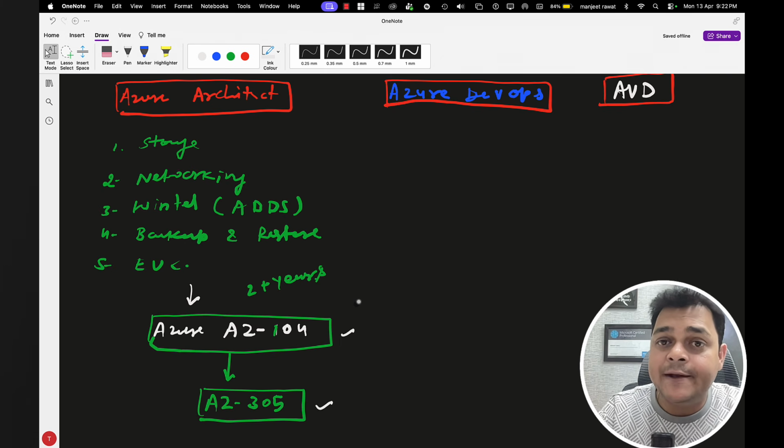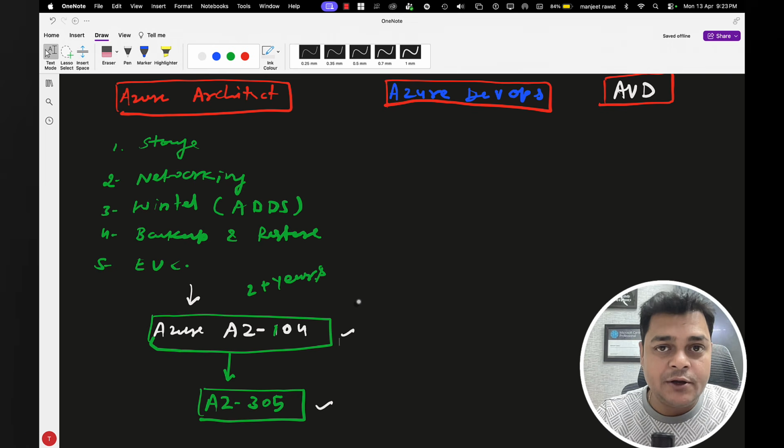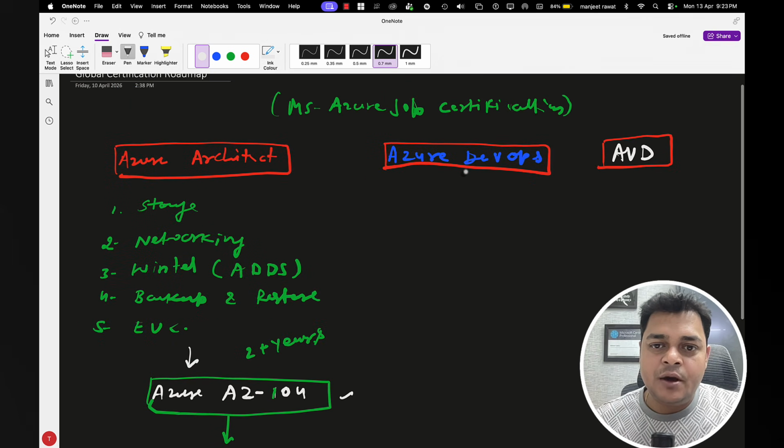It will help you to understand how we can utilize the features of Microsoft Entra ID. For Azure architect, you need to prepare yourself for AZ-104 and AZ-305. These two certifications will help you a lot to become an Azure architect, and you can easily apply for any vacancies, right? And now let's talk about Azure DevOps.